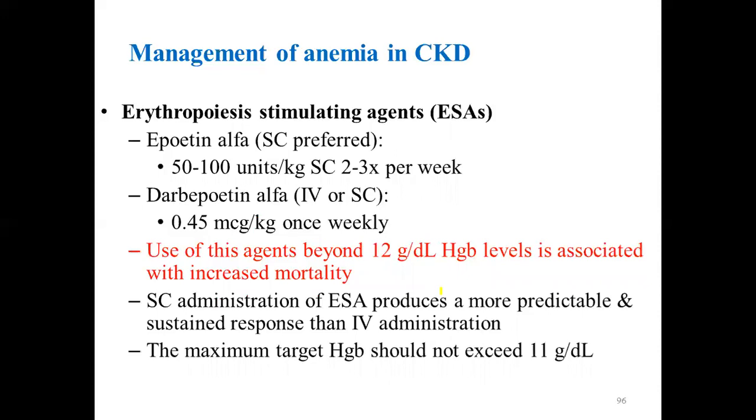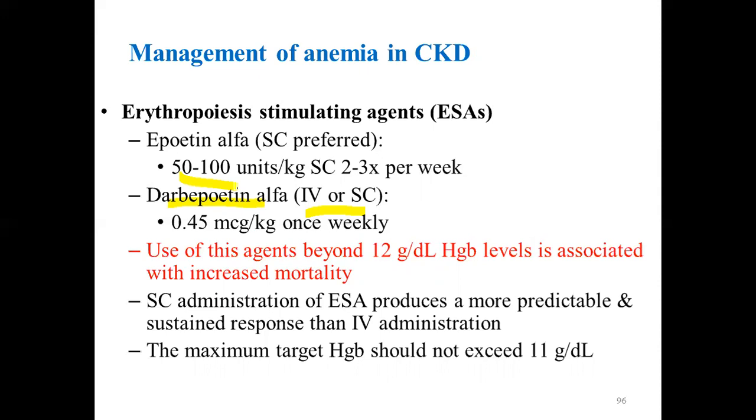So what erythropoietins are available in the market? We have epoetin alpha and darbepoetin alpha. This one is a bit longer acting. Both of them can be given. Epoetin alpha can be given IV or subcutaneously. The dose is 50 to 100 units per kg, subcutaneously, 2 to 3 times per week, which is usually recommended. So this is the recommendation, but darbepoetin alpha is usually given once weekly.